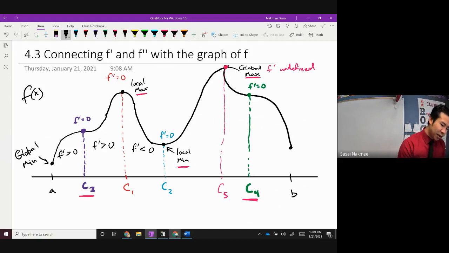Are you okay with this notation, by the way? F prime being greater than 0 is just another way of saying positive. Are you okay with that? And F prime being less than 0 is just another way of saying negative.